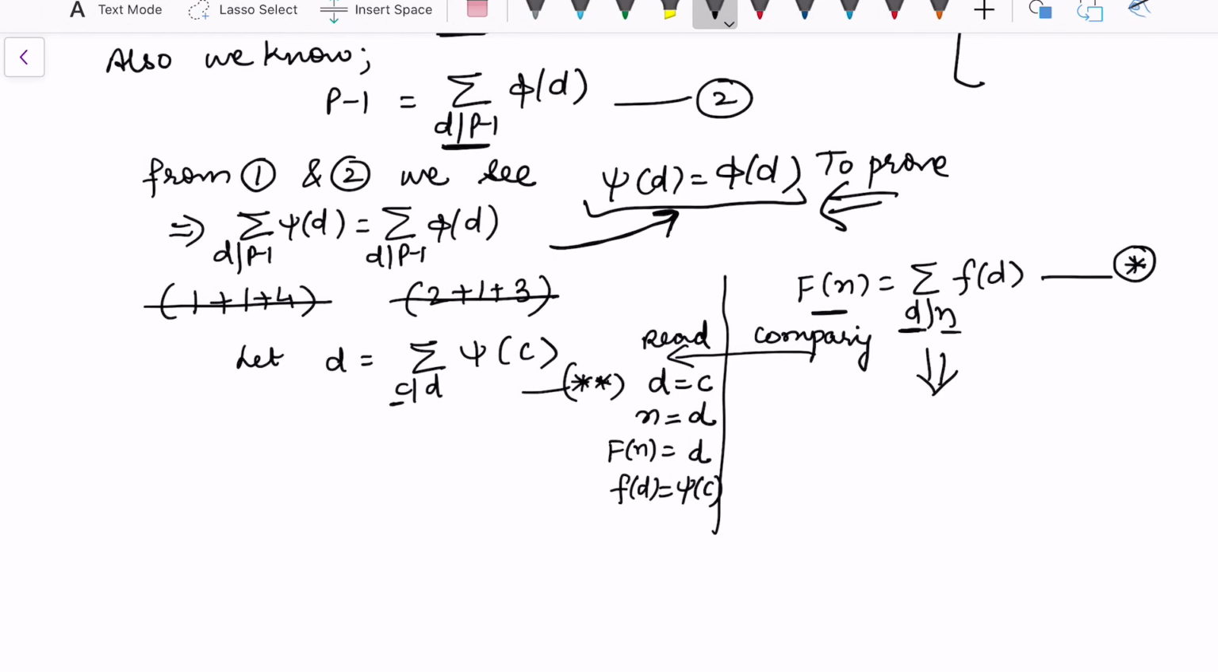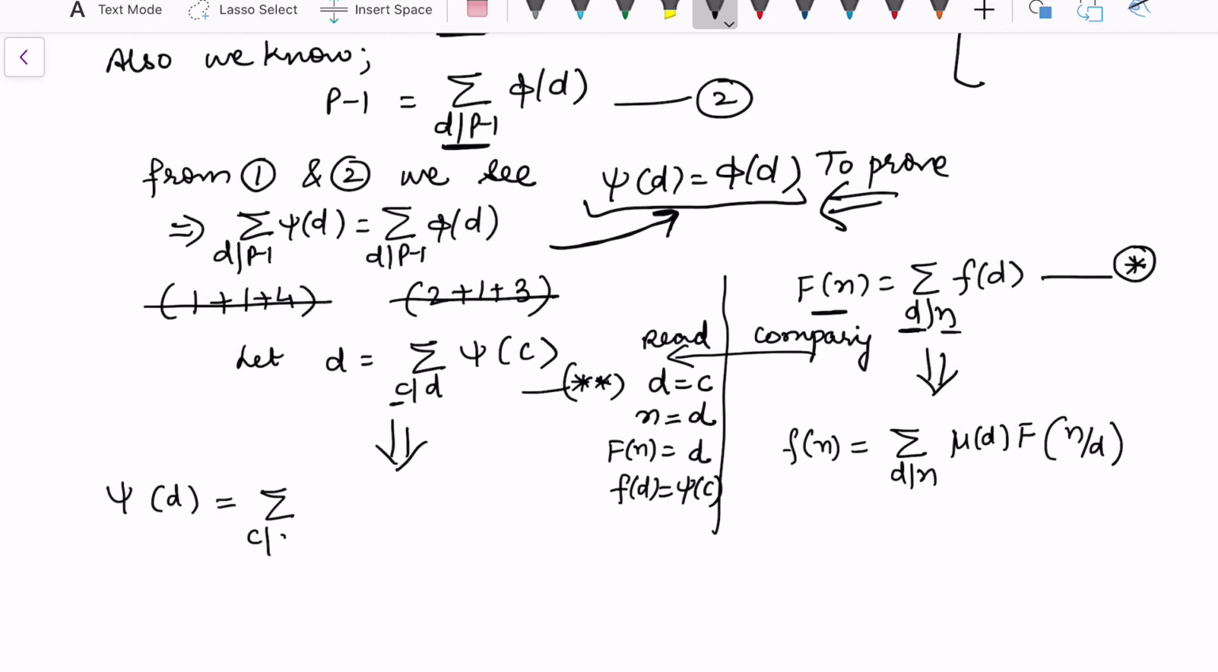From the Mobius inversion formula, what can I have? I have f(n) equal to the summation over d dividing n of μ(d) times F(n/d). This is the Mobius inversion formula. Apply the Mobius inversion formula here. When I apply the Mobius inversion formula, what am I going to get? I am going to get ξ(d) equal to the summation over c dividing d of μ(c) and F(d/c), because the left hand side is F(n) is d. So I am going to write d by c.